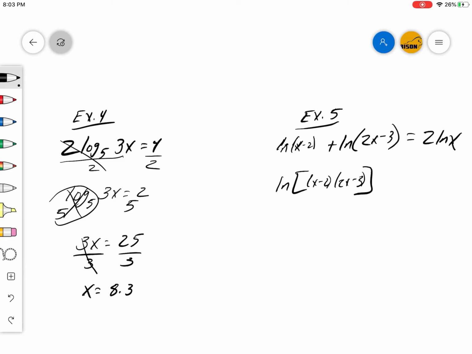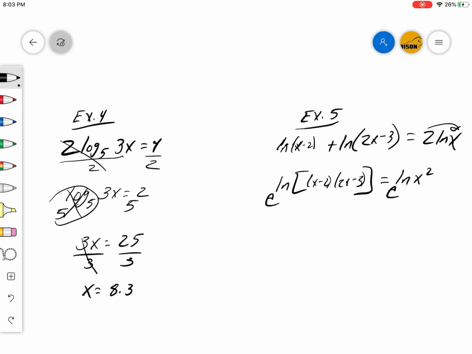I just combined those logs into one log because they were 2 logs added together and you multiply the stuff inside. I'm going to go ahead and move this 2 up to the exponent here. Remember, that's a property of logarithms that you're allowed to do. I could divide it over the other side, but then it would really be in the way on the other side. So in this problem, it's easier to just put it in the exponent.